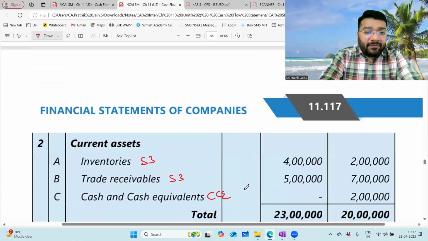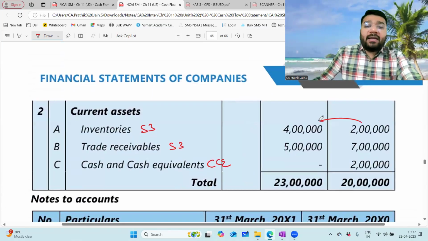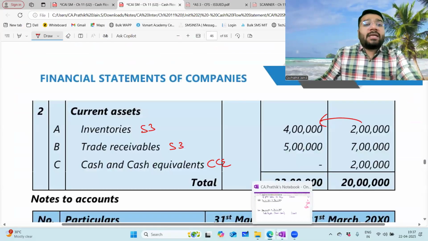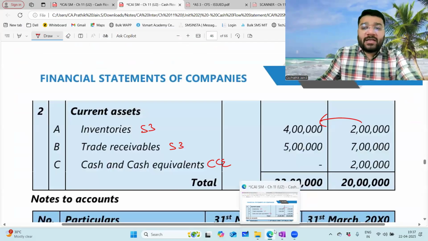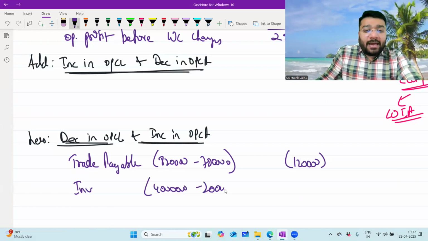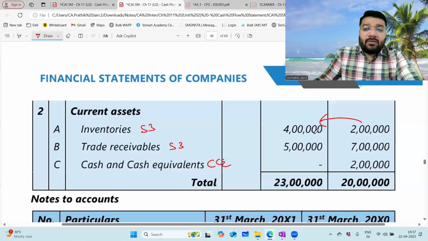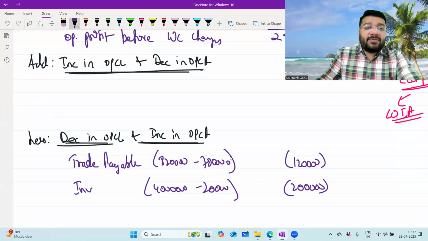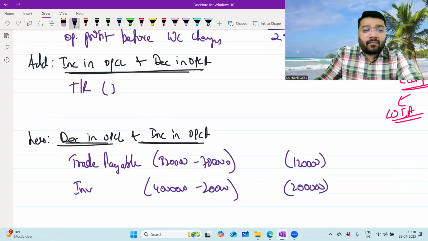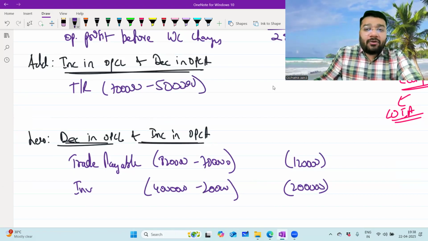Coming down here, we have inventories and trade receivable. Inventory increased. Increase in inventory is asset, minus, because more asset we have purchased, cash outflow. More inventories we have purchased. 4 lakh minus 2 lakh, so negative 2 lakh. Trade receivable from 7 lakh, 5 lakh, decreased. Means we have received the money, cash inflow. 7 lakh minus 5 lakh, 2 lakh rupees is the cash inflow.